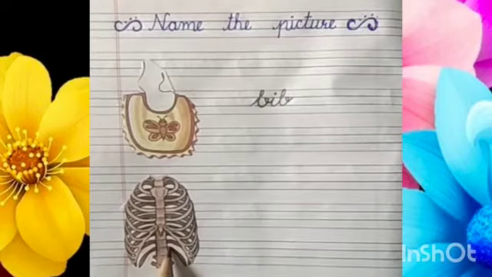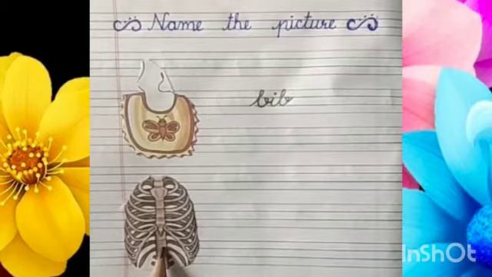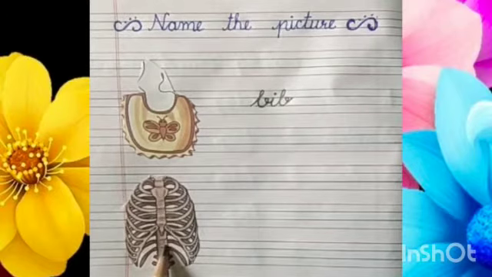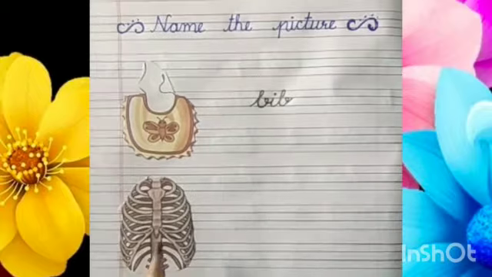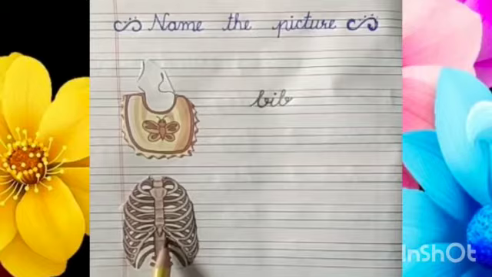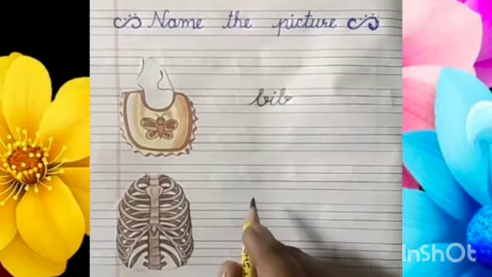See, dear kids, this is the picture of a rib. This is the picture of a rib cage. Rib, rib. R-A-B, rib. Now let us write down rib.